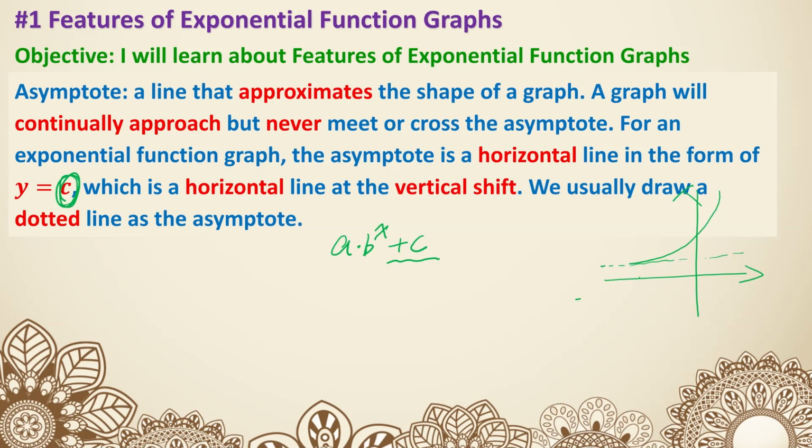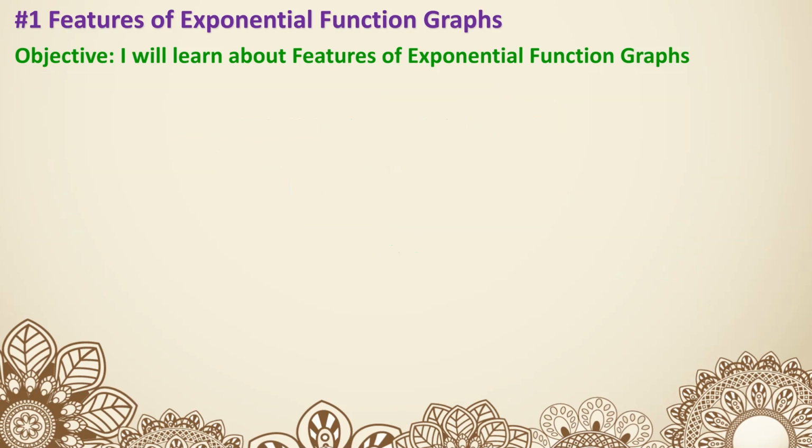We usually draw a dotted line as the asymptote. Well, because the graph is not crossing or touching it, so it's not getting there. It's just like when you were graphing inequality lines, we always use a dotted line if we can't get to it, or if it's not included. So there you go. Let's have a look at some examples.